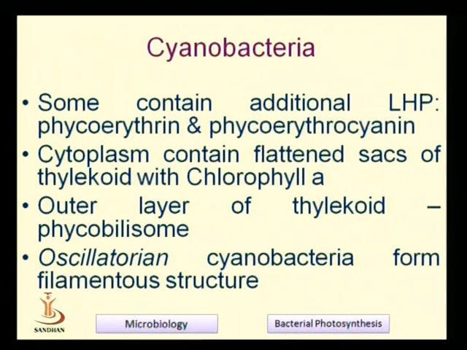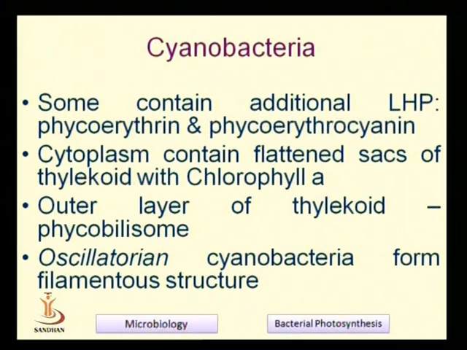Apart from this, as madam has said, these prokaryotic systems have almost all capacity. Another additional feature is that some of the cyanobacteria have additional light harvesting pigments, for example phycoerythrin and phycoerythrocyanin. We know that erythrin is related to red and erythrocyanin is related to blue. So this different coloration of pigments gives different coloration to the culture and the overall colony of the bacteria.